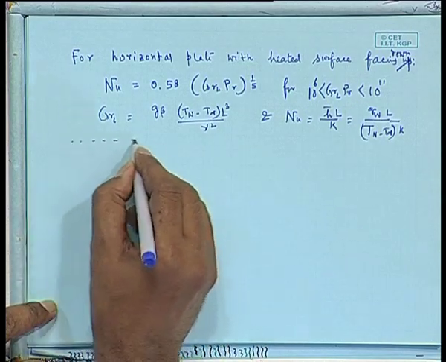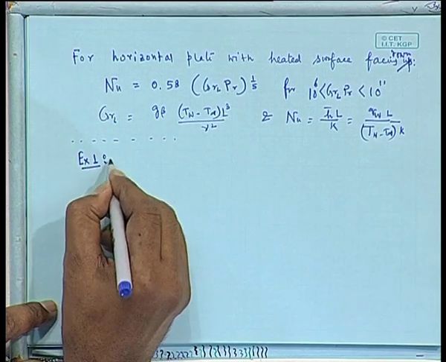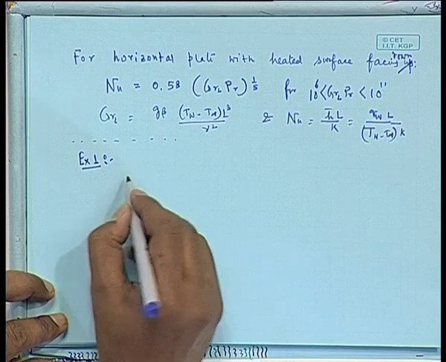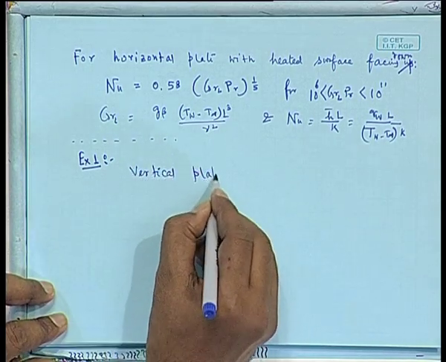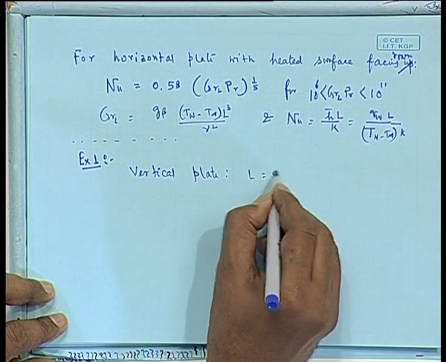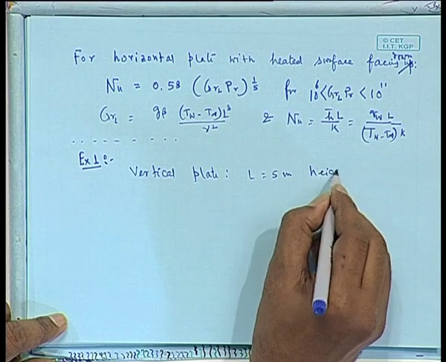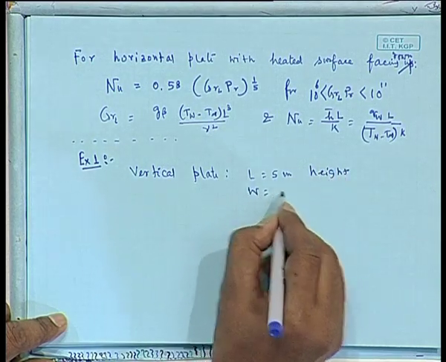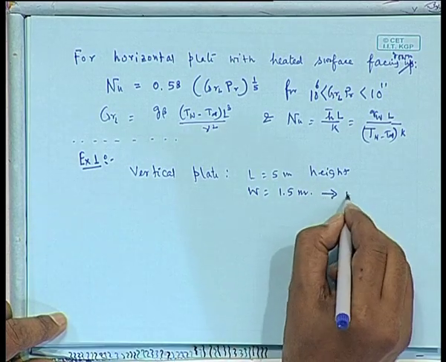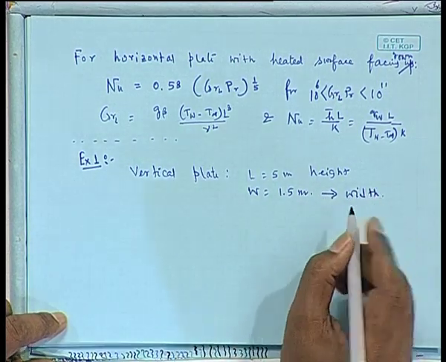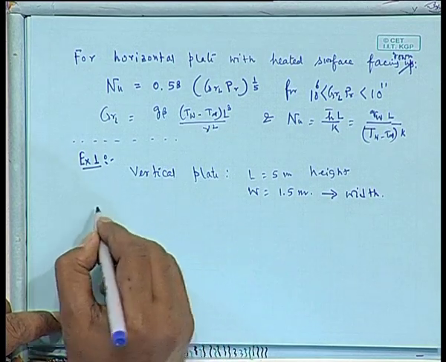Now let us solve a couple of problems. You have a vertical plate with L equal to 5 meter high. Here is the height, and the width is 1.5 meter. That is the width of the plate. Now its one surface is insulated.